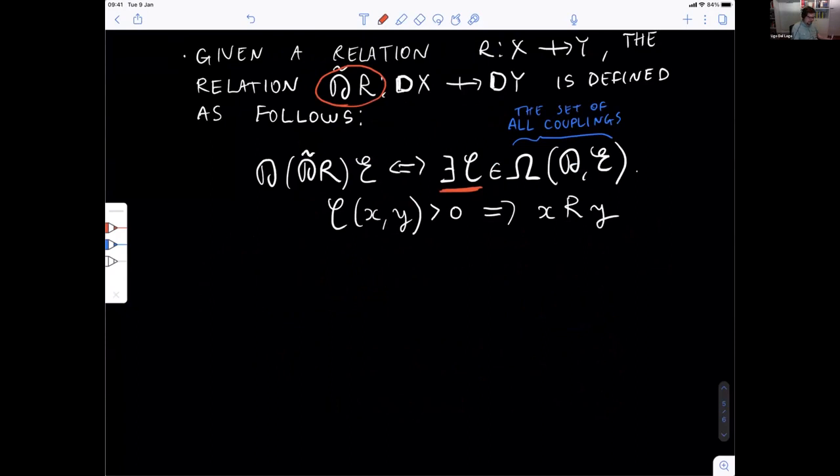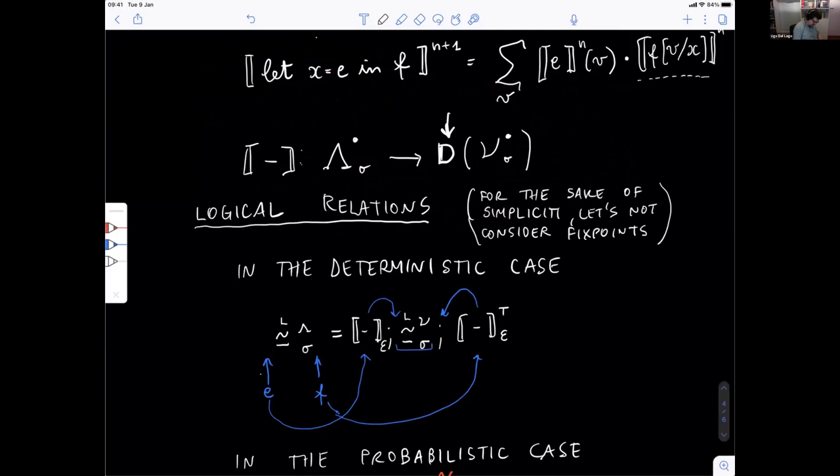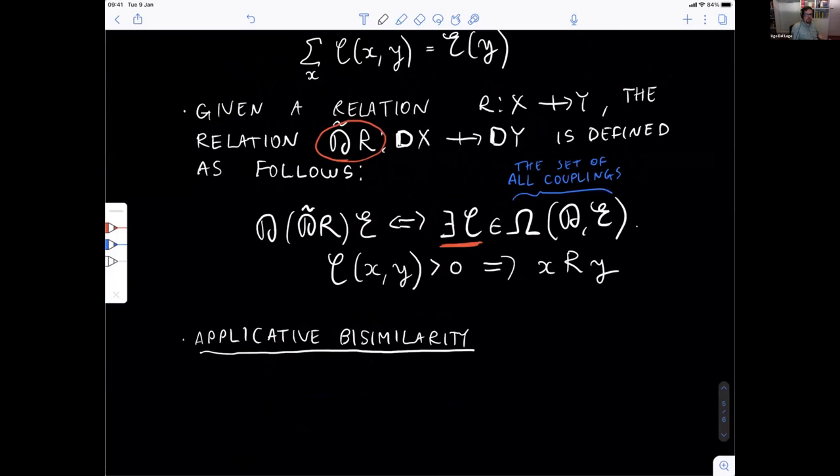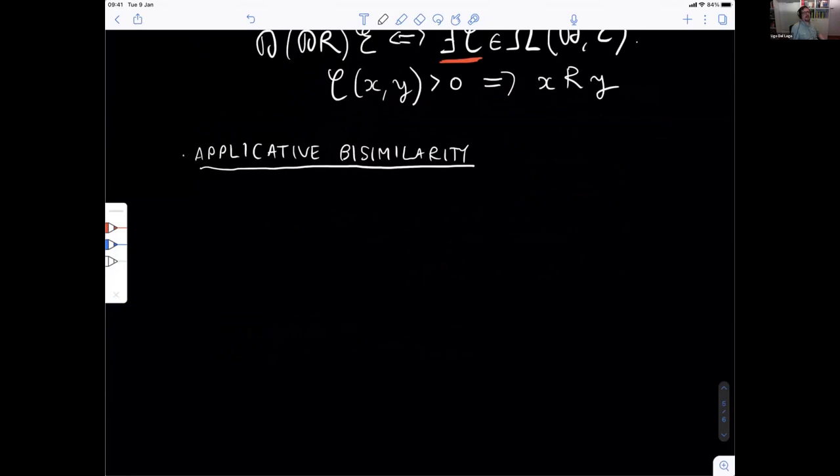Okay, I want to spend just a few more minutes, because it's the same story with applicative bisimilarity. Can we play exactly the same kind of game we saw at the beginning of this lecture on the deterministic lambda calculus with type fixed points, but in the presence of probabilistic effects? Namely, can we define a notion of probabilistic applicative similarity and bisimilarity? Well, the answer is yes.